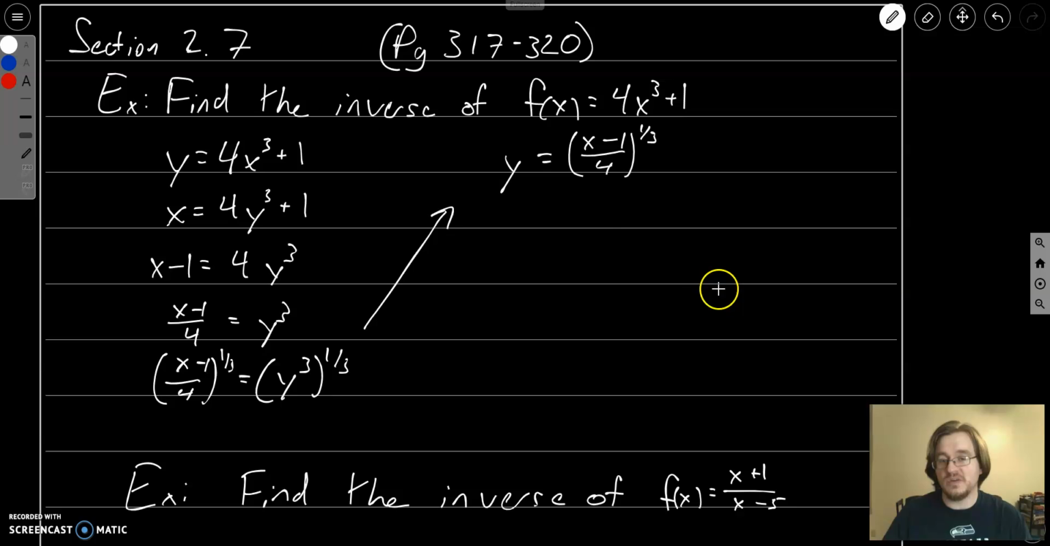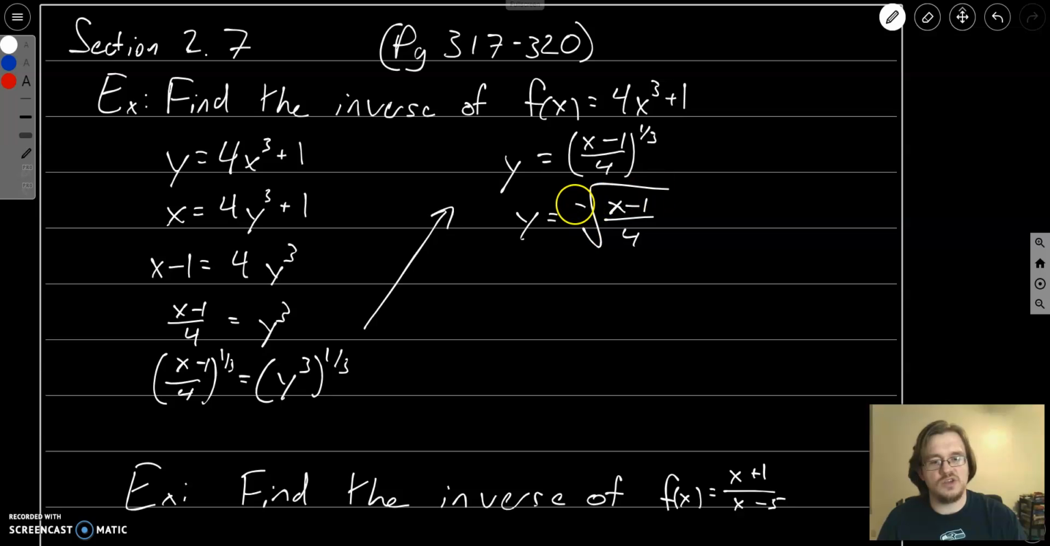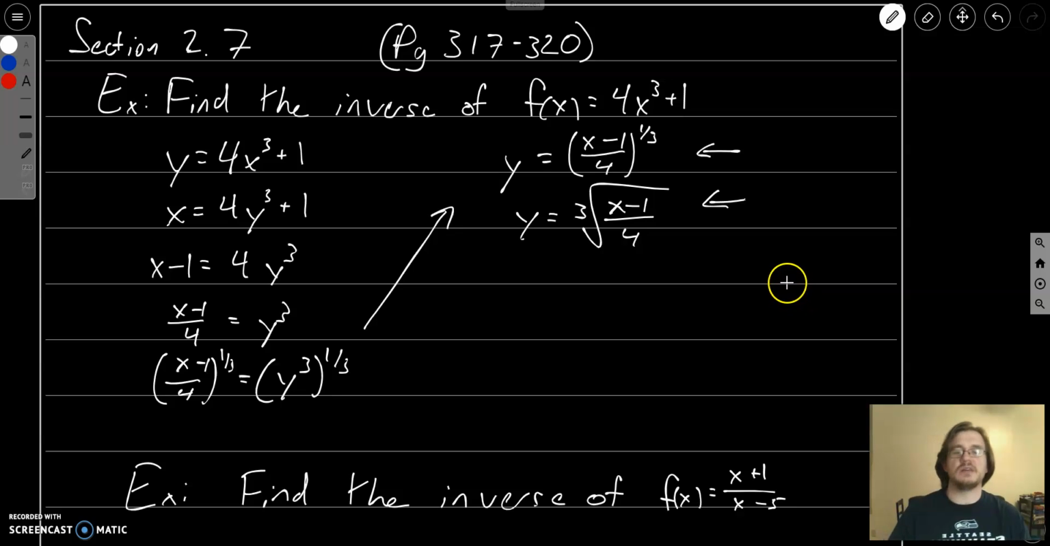We can rewrite this. This can also be rewritten using cube roots. So this is going to be x minus 1 over 4, and it's going to be the cube root of all this. These two things mean the exact same. There's no difference between them. It's whichever one you like. I tend to think of things in terms of the powers anyway.